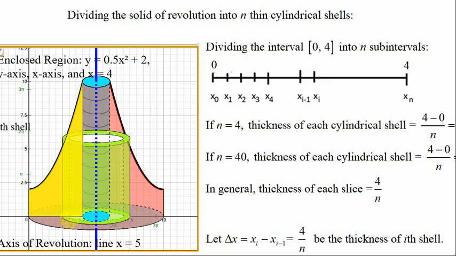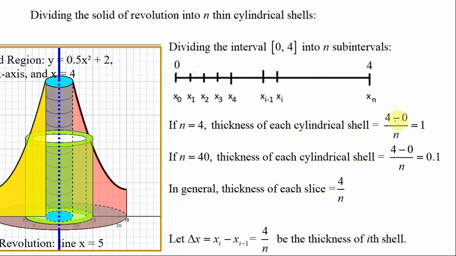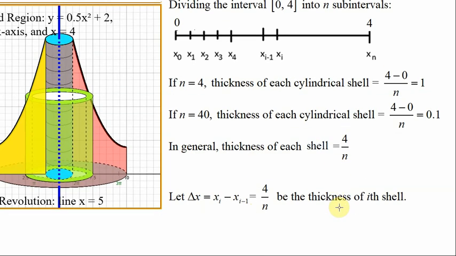and this would be x sub i. If there are 4 shells, then the thickness of each shell will be 1. If we divide the solid of revolution into 40 shells, then the thickness will be 0.1. And so in general, the thickness of each shell will be 4 over n. Let's call the thickness of the ith shell delta x.